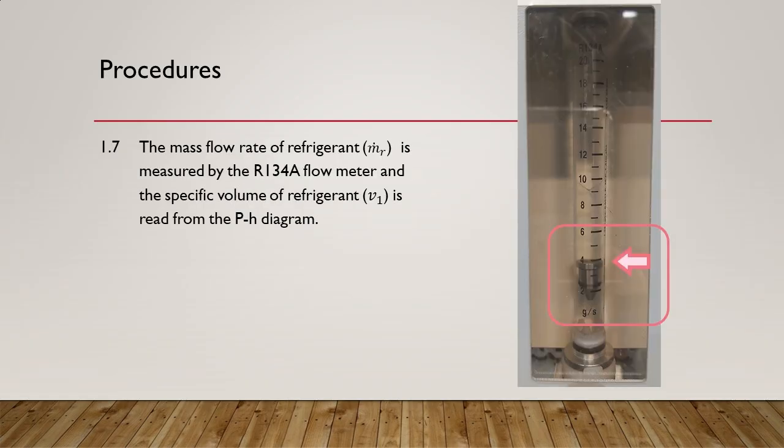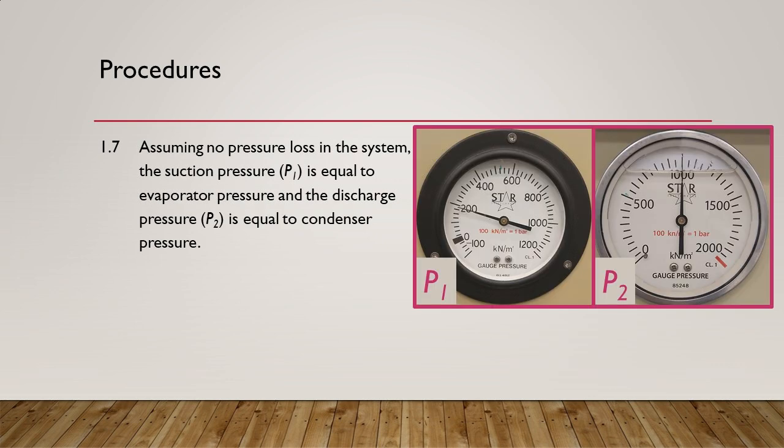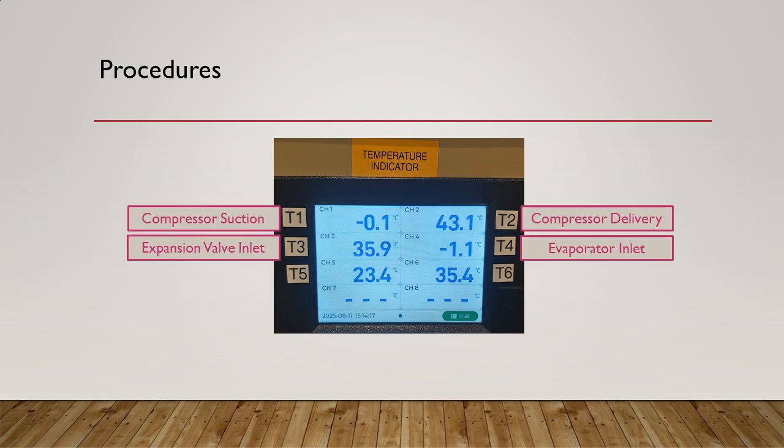The mass flow rate of refrigerant is measured by the R134A flow meter, and the value of specific volume is read from the pH diagram. We assume there is no pressure loss in the system. The suction pressure P1 is equal to evaporator pressure, and the discharge pressure P2 is equal to condenser pressure. The temperature values of refrigerant in different refrigeration processes can be read on the screen, from channel 1 to 4.